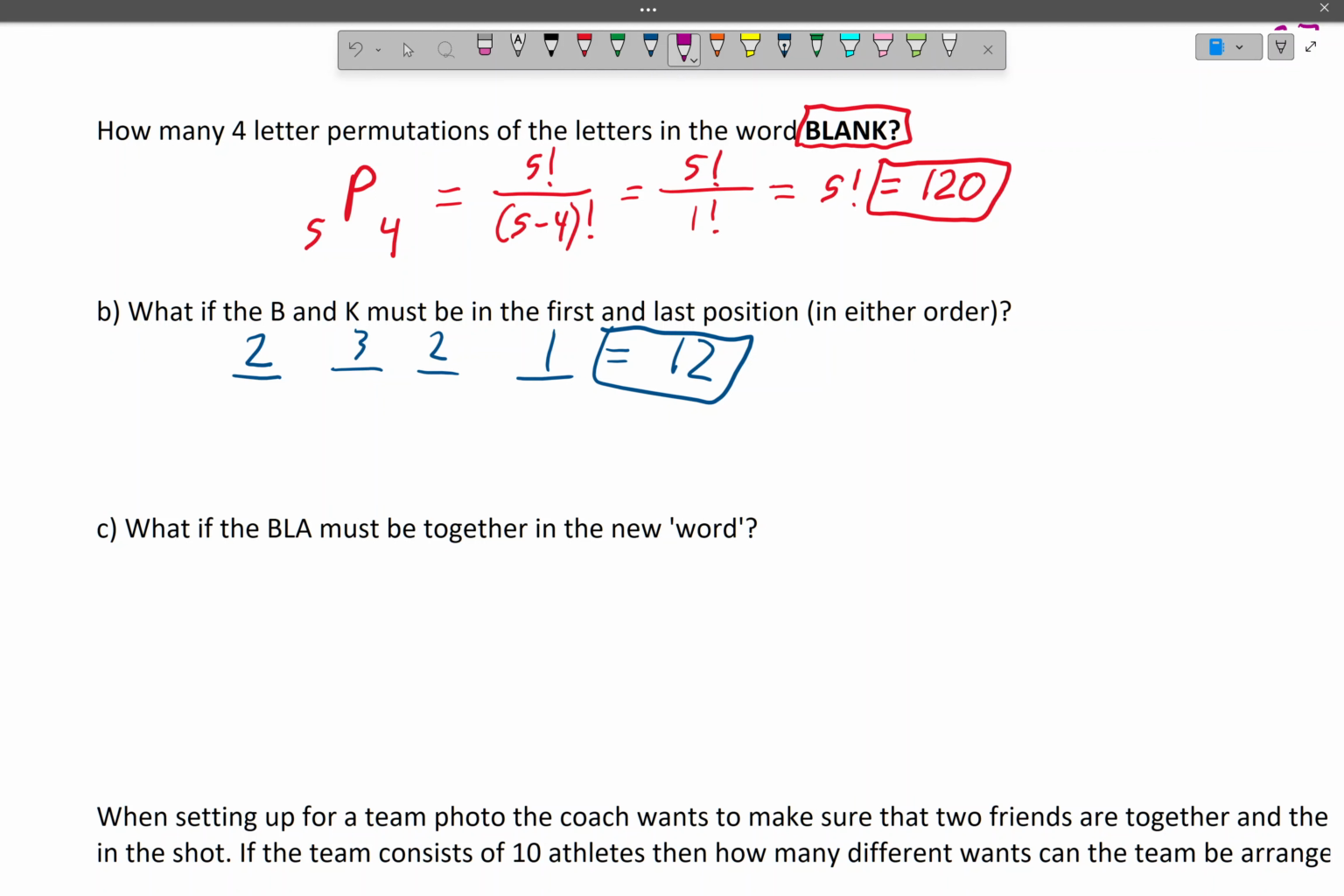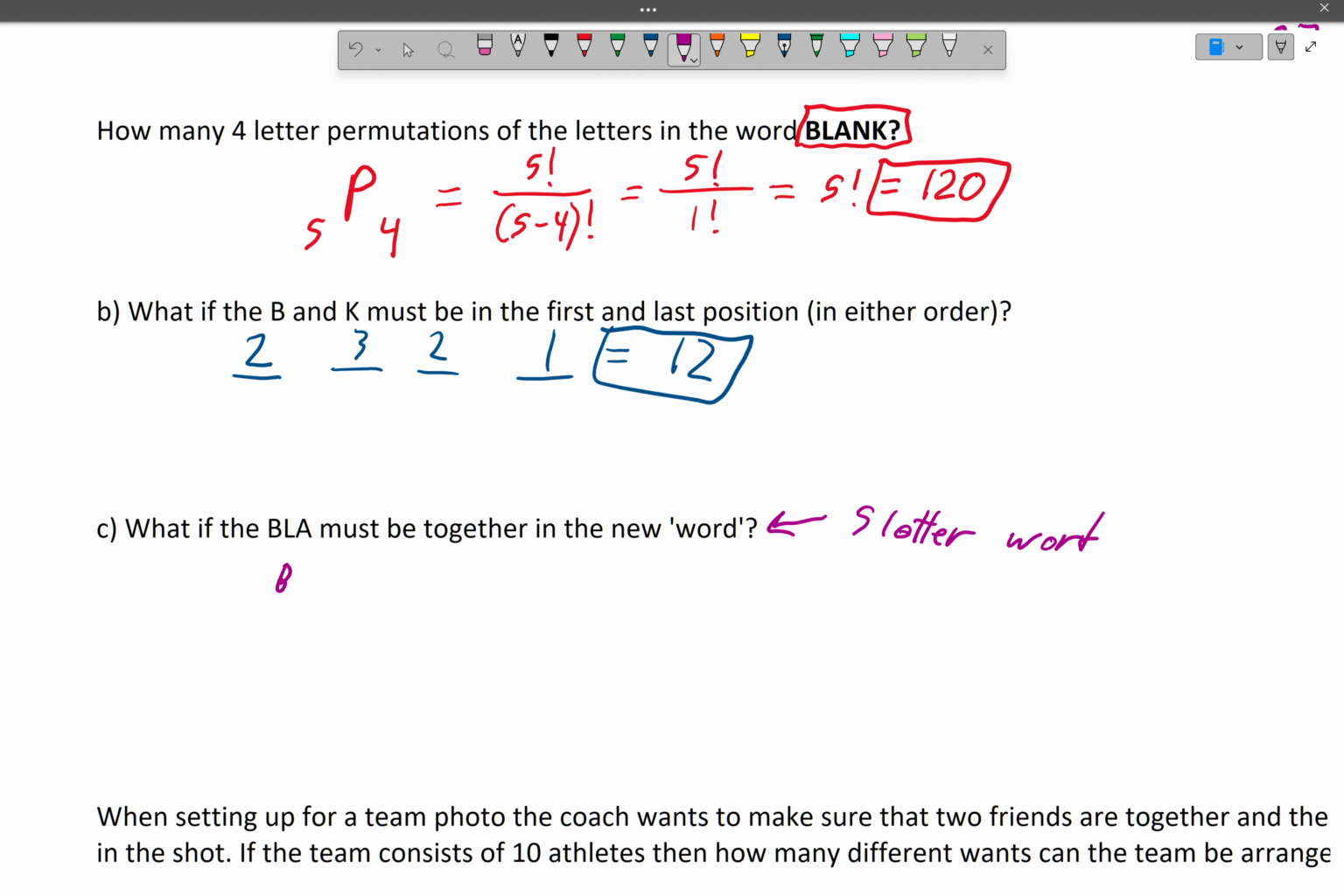Okay, what if BLA must be together in the new word? And let's just say, let's go back to a 5-letter word. Okay, so pause the video now and see if you can figure this out.